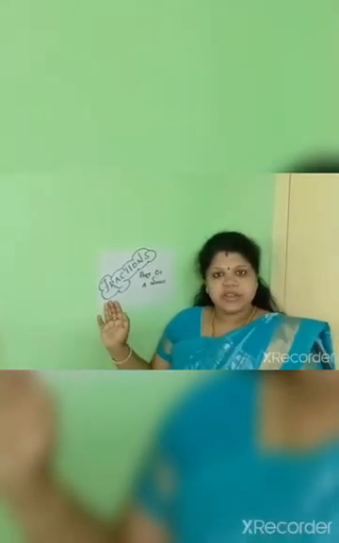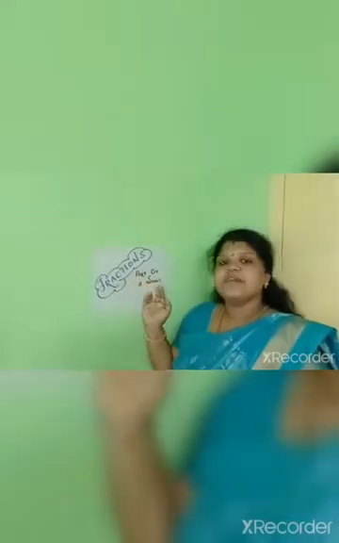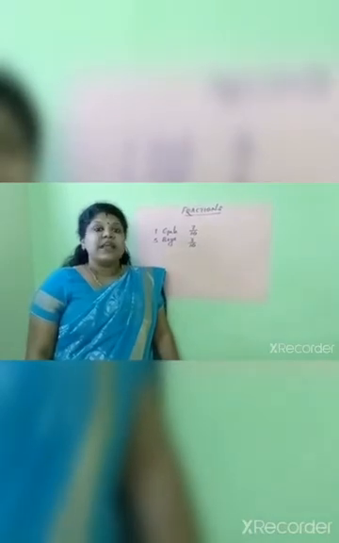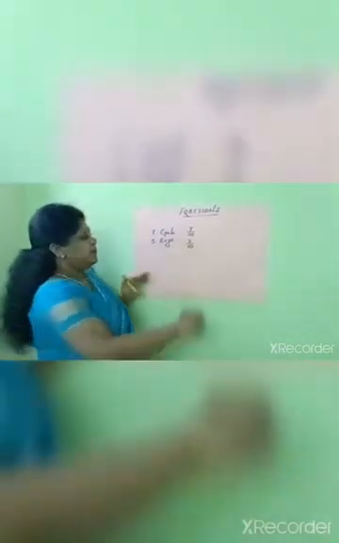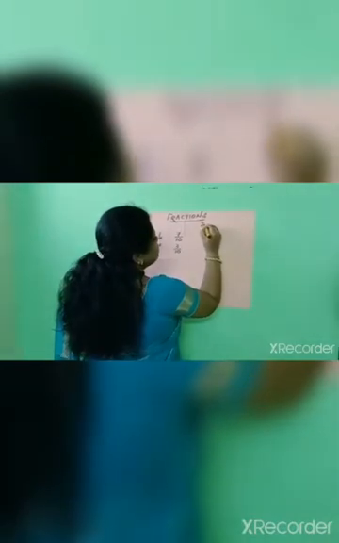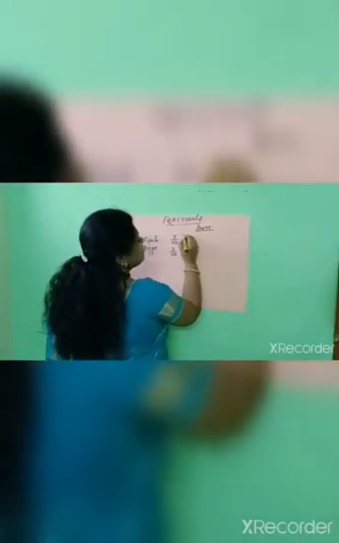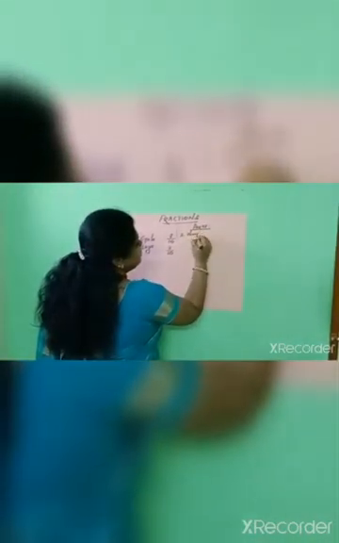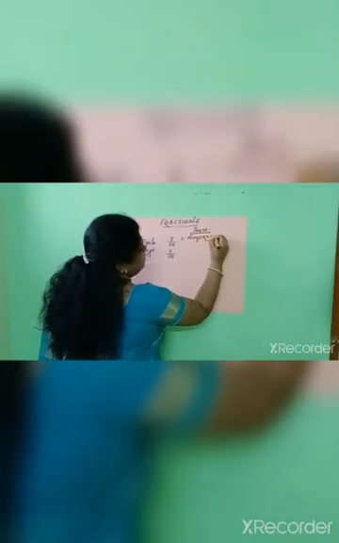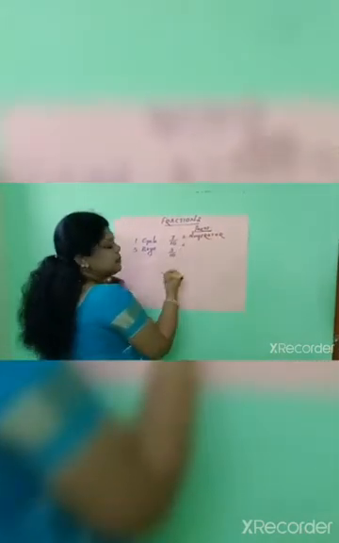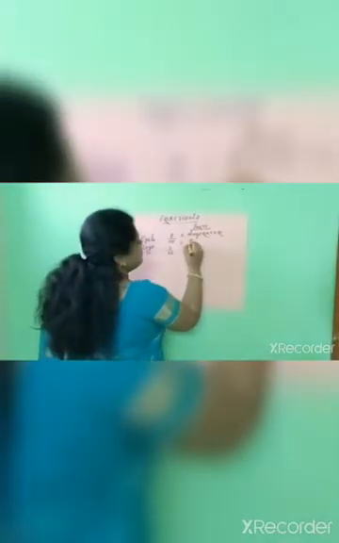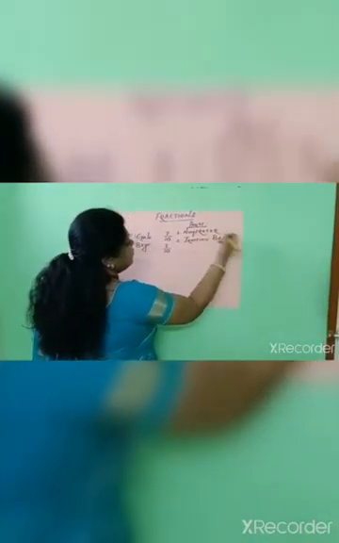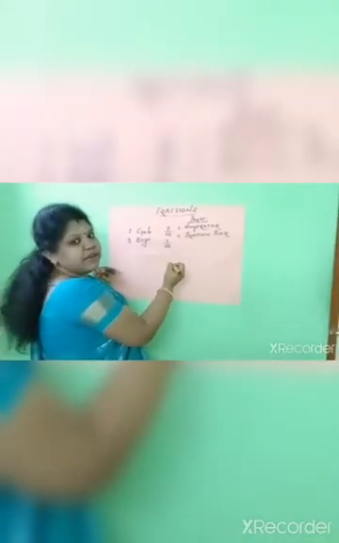Fractions. The definition of fraction is: a fraction is nothing but a part of a whole. Whole means a full part. Now let's see the parts of the fractions. Number 1, numerator. Number 2, fraction bar. And number 3 is denominator.